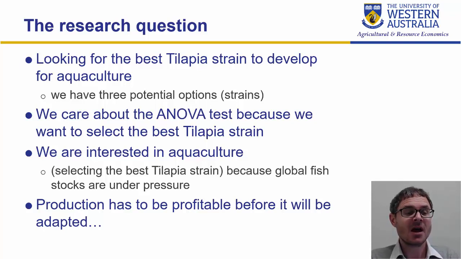And probably we're going to have multiple strains. Here I've got 3 potential strains. If we've got 3 potential strains and reasonable sample sizes, what does that mean? It means it's going to be an ANOVA test to try and identify the best strain for production.